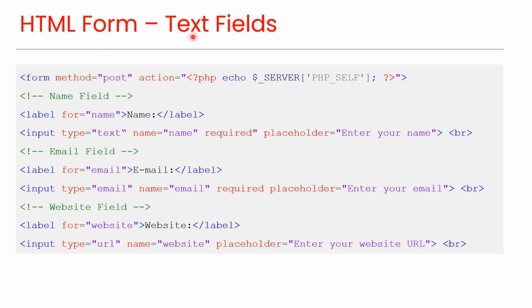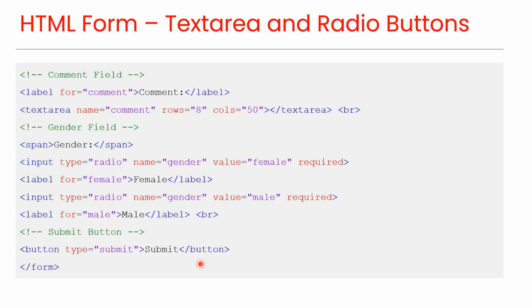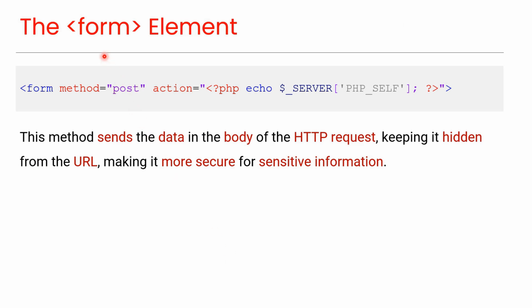HTML form, text fields. To add text input fields like name, email and website, you can use this HTML code. HTML form text area and radio buttons. To add text area and radio buttons like comment and gender fields, you can use this HTML code. A submit button can be added like this. The form element. The HTML code of the form looks like this.